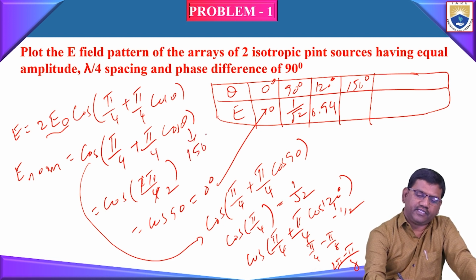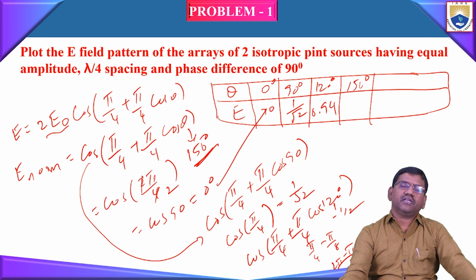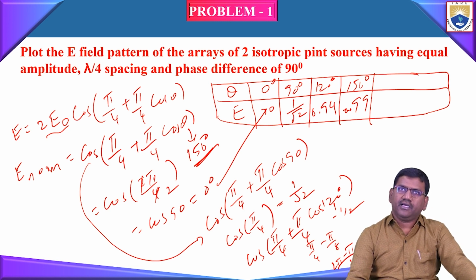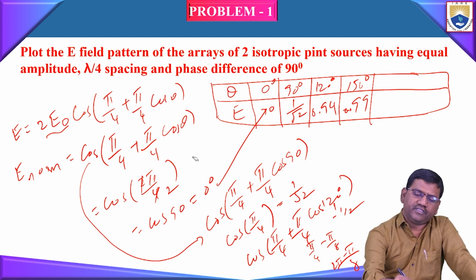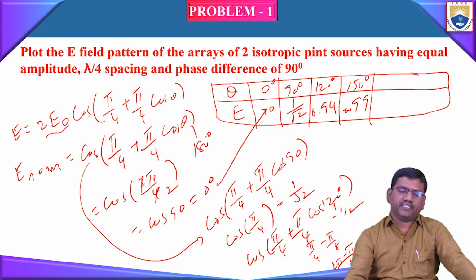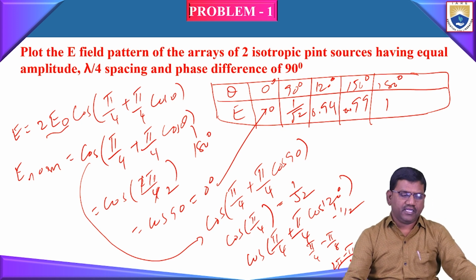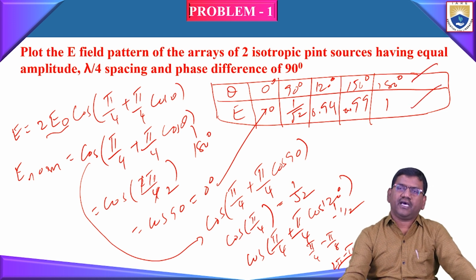Similarly, if you substitute the value of theta as 150 degrees in this function and calculate the value of E, you will get 0.99. And similarly, if you simplify the E value by taking theta as 180 degrees, you will get 1. So based upon this data, the values of theta and E, we need to draw the radiation pattern.